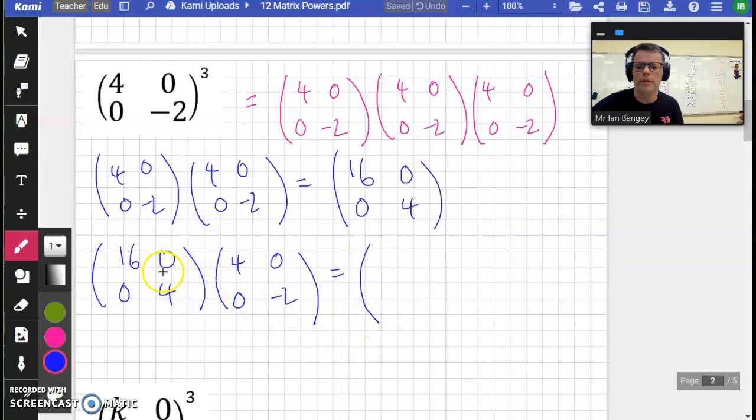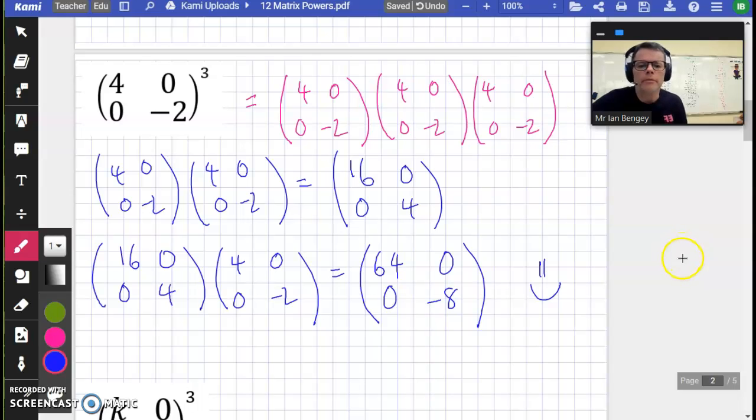Let's just confirm that. 16 4s plus 0 negative 2s, yes, that's 64. 16 zeros plus 0 times negative 2 is 0, 0 4s and 4 zeros is 0, and 0 zeros and 4 negative 2s is negative 8. And yes, intuitively we think, oh wow, that is confirmed. That's a nice confirmation of what we thought was going to happen.